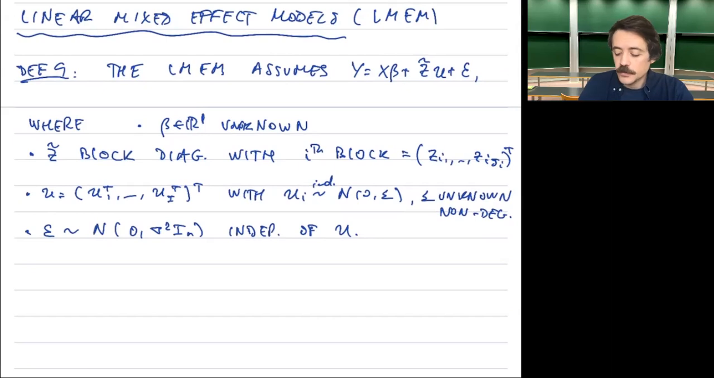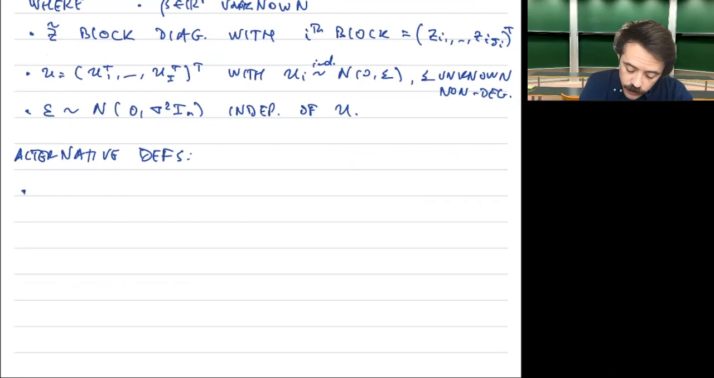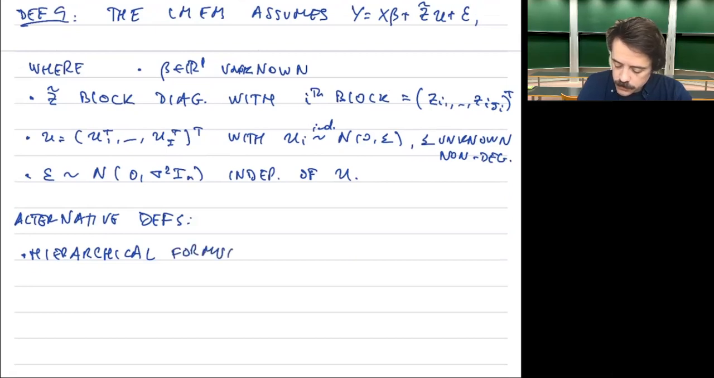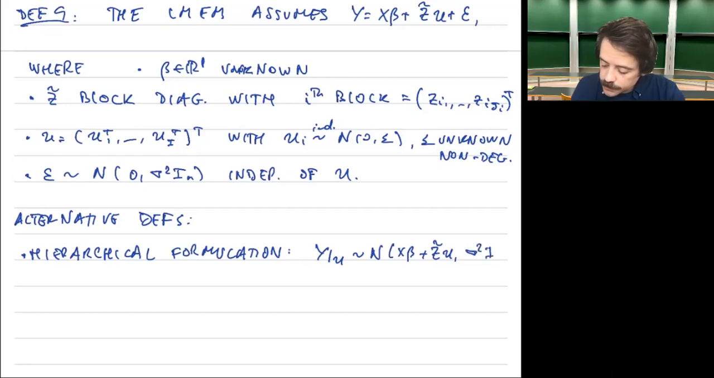So we could introduce these linear mixed effect models in a different way. So an alternative definition, via, for instance, the hierarchical formulation. What's this? Well, we could assume that the y, when we condition it on the U's, is given by a normal distribution with mean x times beta plus z tilde u, and variance sigma squared, with the u as above.